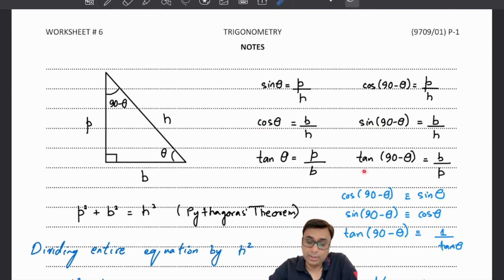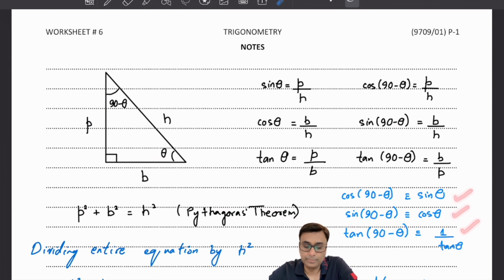Likewise, if I look at tan of 90 minus theta, that is base over perpendicular, whereas tan theta is perpendicular over base. That tells me that tan of 90 minus theta is 1 over tan theta. So these are the few formulas that we've just come across, and somehow we have to learn these formulas.